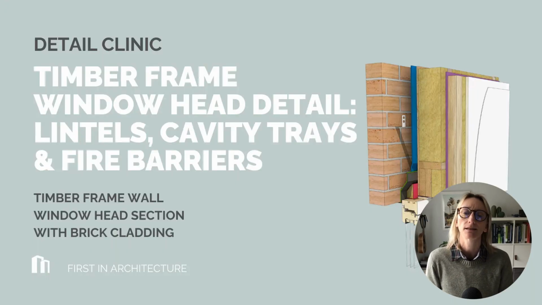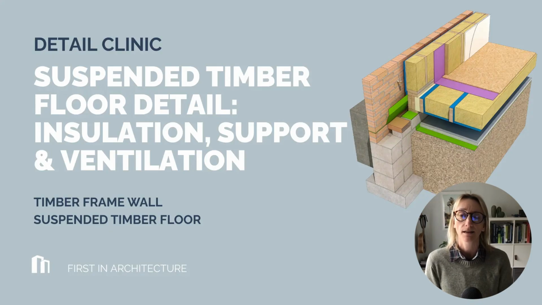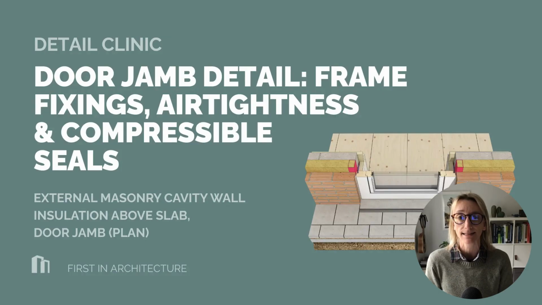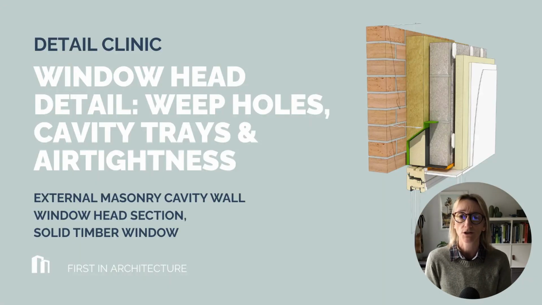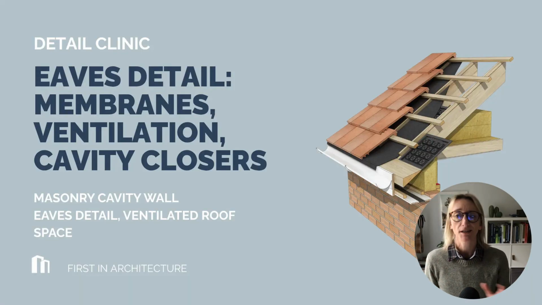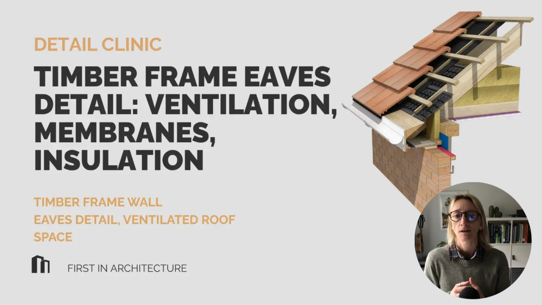This series breaks down construction details in a clear, practical way, looking at what each layer does, how it connects to the next, and how to draw details that are both buildable and technically sound. So a quick note on this series: these videos focus on one junction at a time, so you can understand how the parts work. In real projects, the final detail will always depend on regulations, exposure, specification, fire strategy, and manufacturer guidance, along with many other things. So treat this as a way to build understanding, not just as a universal solution.